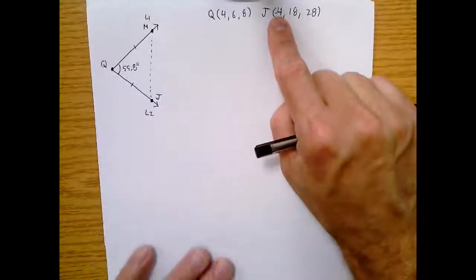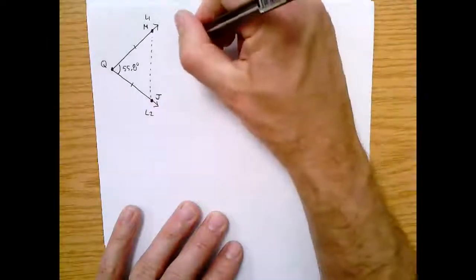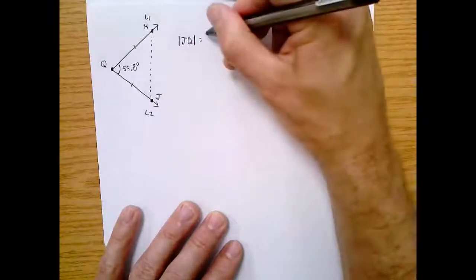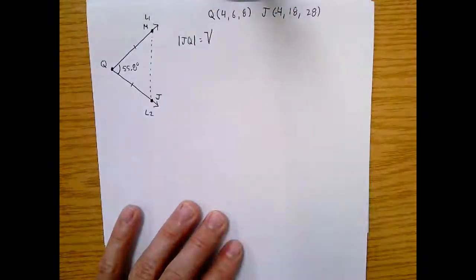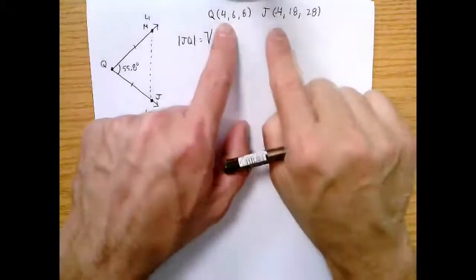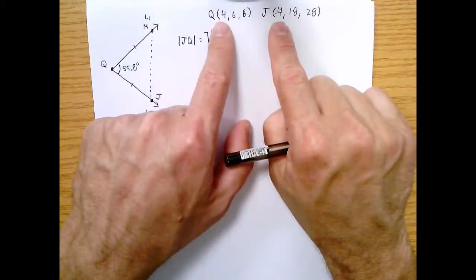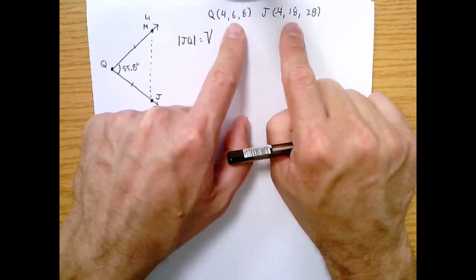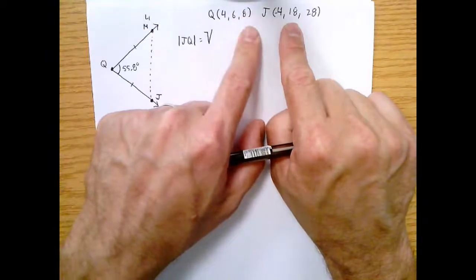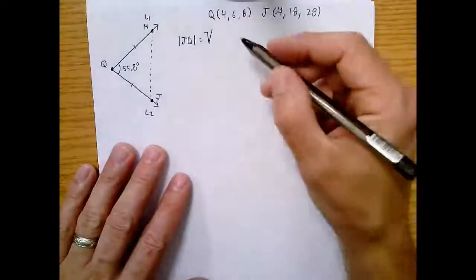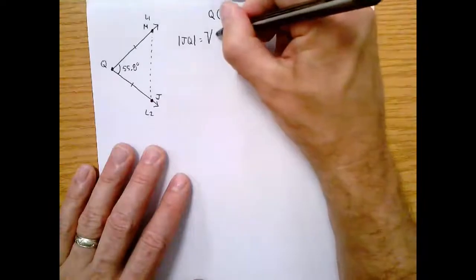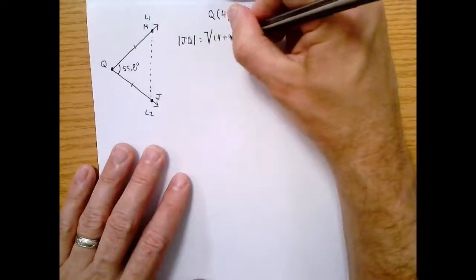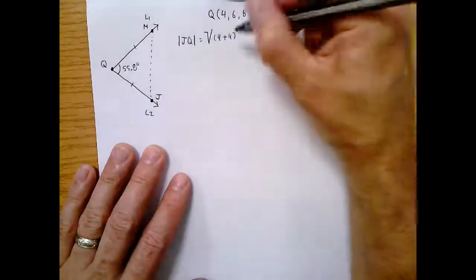So the formula is just going to look like this. I'm finding this right here, the magnitude of JQ, okay? It's going to start with the square root. And what we do here is you just do your x minus your x, square it, add that to your y minus your y, square it, add that to your z minus your z, and square it. So it's going to look like this. 4 minus -4, which is just like saying 4 plus 4. Square that, okay? Add that, right?